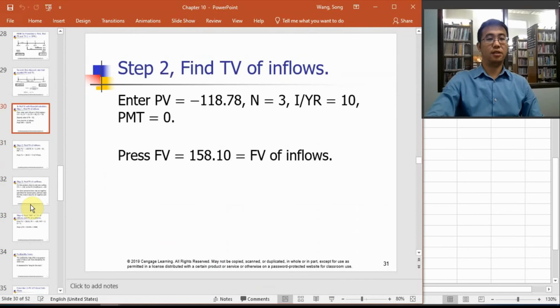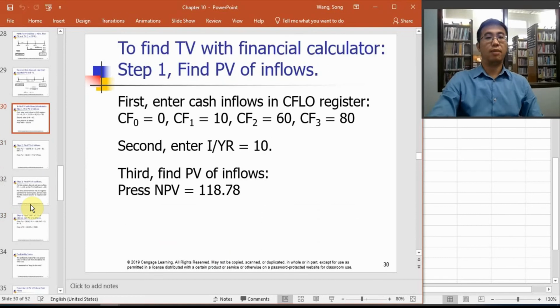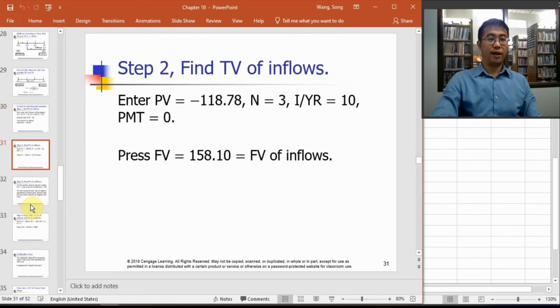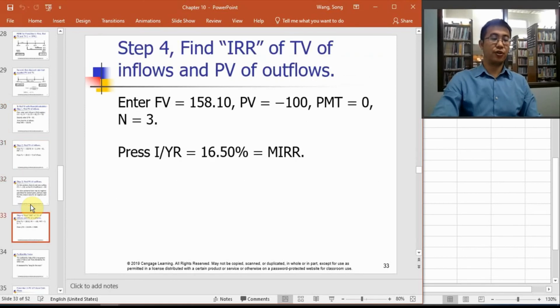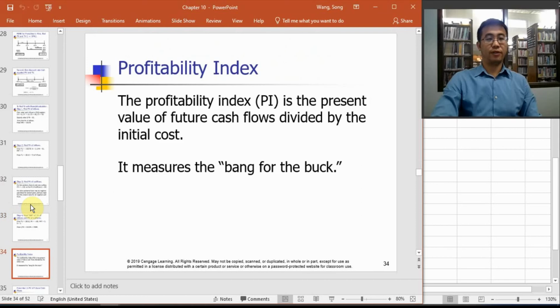And here is the PowerPoint instruction. It breaks it down to 4 steps, telling you how to solve for the modified IRR. And I have just shown you in the Excel operation.